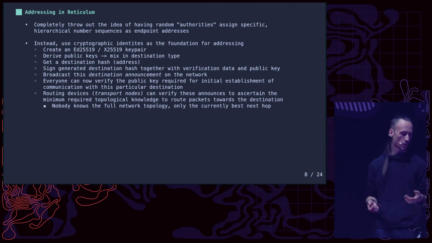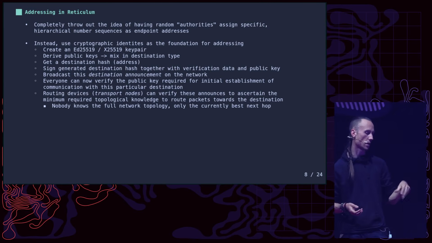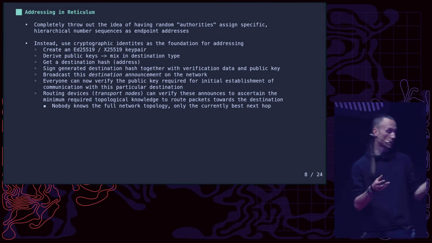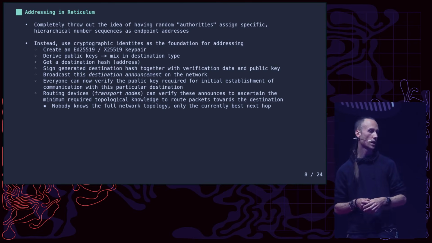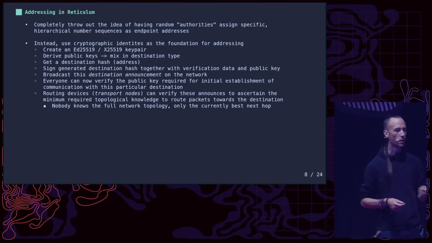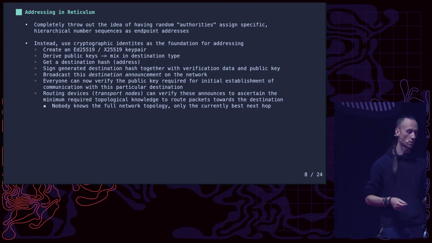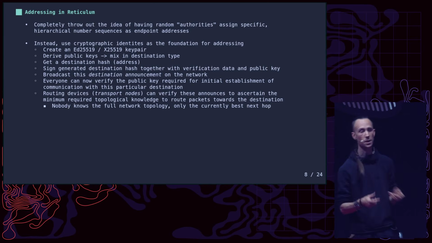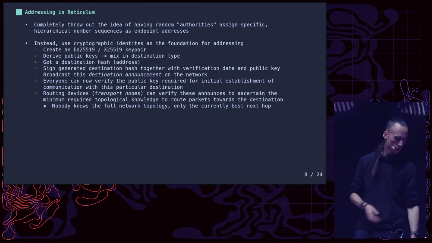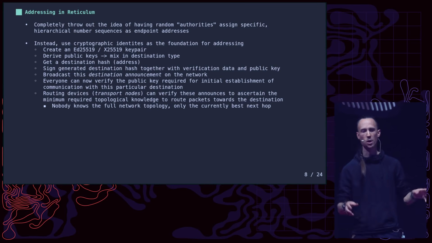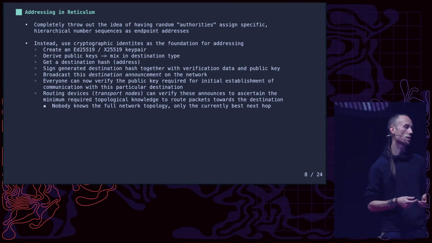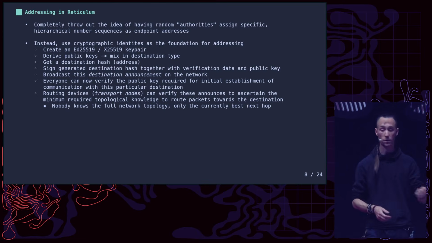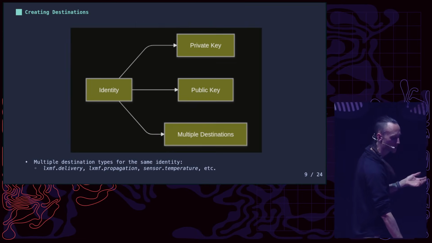And to disseminate that information, we simply sign the destination hash together with some more verification data and the public key, and transmit this onto the network. And this information can then be used by any other peer in the network to establish the initial communication with another endpoint. And furthermore, any routing nodes, called transport nodes in Reticulum, can use this signed information to verify routing paths towards the endpoint destination. It's also important to note that nobody requires full topological knowledge of the network for this to work. You basically only need to know the current best estimate of the best hop towards the destination for this to work. So it's quite efficient.